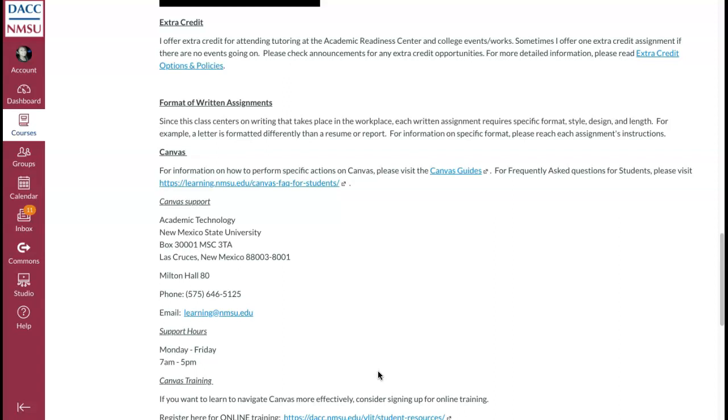Regarding the format of the written assignments, they all center on the workplace. So in the workplace, you write letters, resumes, memos, emails. Make sure that you read the instructions for each assignment so that you know what kind of format you are supposed to use. Sometimes I provide templates, or sometimes I tell you to write an email. Obviously, for the recommendation report, you are going to do that as a report, and I do have the different sections in the instructions. So make sure that you read the instructions.